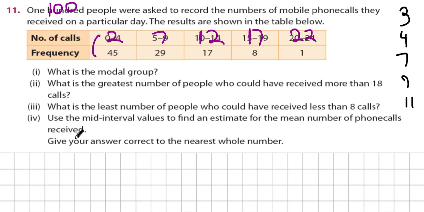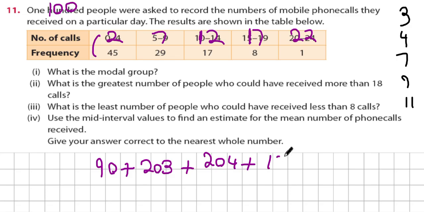Now it's come to the stage where you're going to multiply these numbers out separately first, right? So 2 times 45, 90. 7 times 29. Come on, use your calculator. 203. 12 times 17? 204. 17 times 8? 136. And 1 times 22? 22.